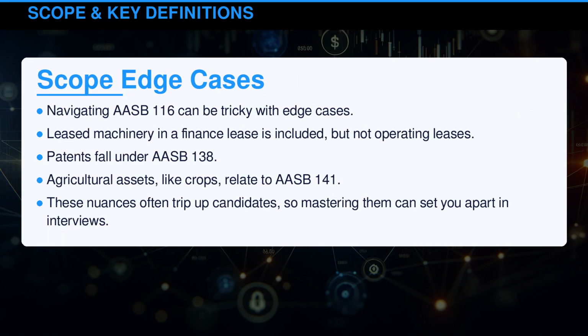Navigating AASB 116 can be tricky with edge cases. Leased machinery in a finance lease is included, but not operating leases. Patents fall under AASB 138. Agricultural assets like crops relate to AASB 141. These nuances often trip up candidates, so mastering them can set you apart in interviews.